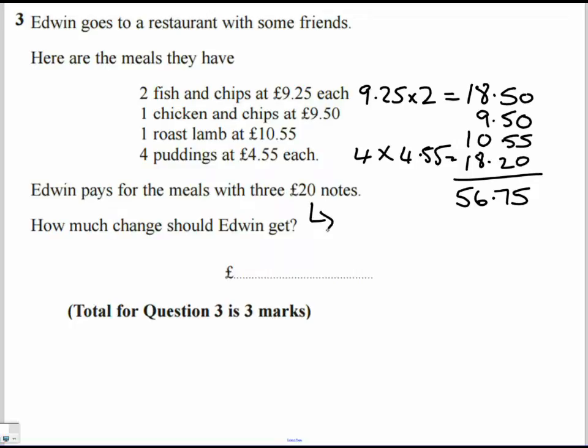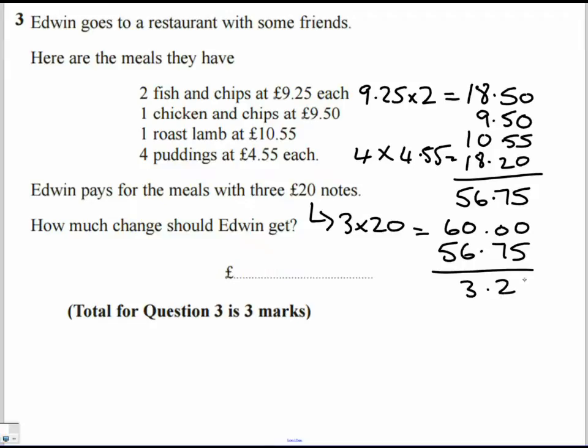He pays with 3 £20 notes, so he pays with £60. And we need to take our £56.75 off this to find out our answer. And that gives us £3.25. Show the examiner what you're putting in your calculator and how you get your answers. So the marks are for the working out. And the correct answer on the answer line is £3.25.